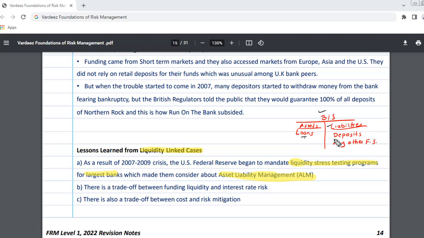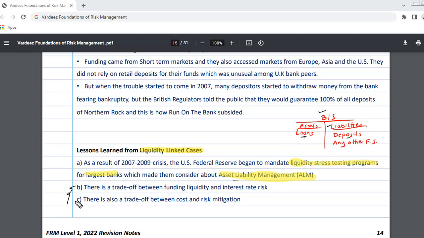So the lesson that we can learn is that when we are talking about deposits and loans, we have to appreciate the fact that these deposits could be for a very short period of time, but these loans are for a long period of time. So there is a mismatch, and that is why we need to manage this asset liability management. So that's what we mean by asset liability management, but it's not that easy.